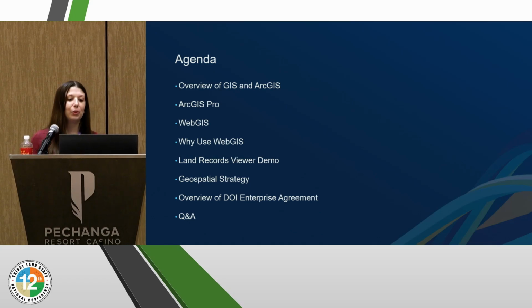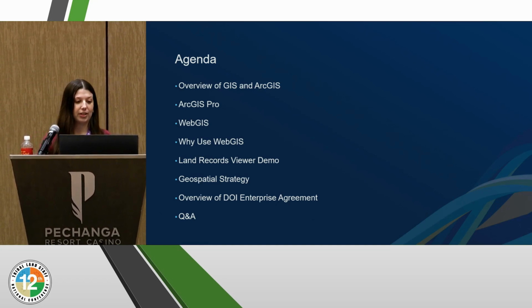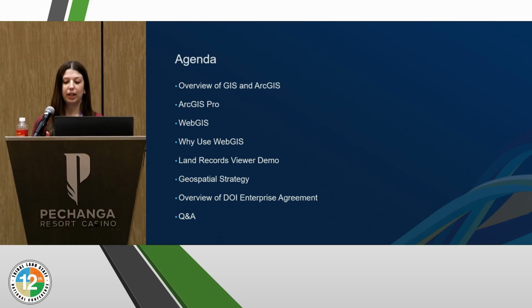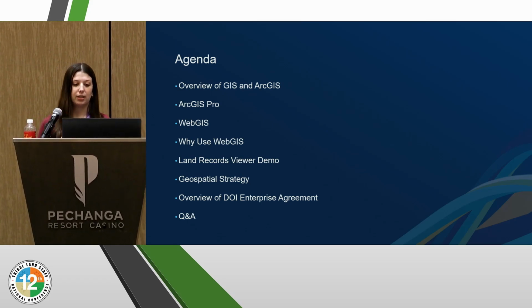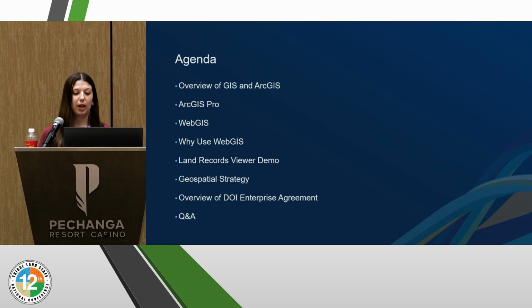So today we're going to do an overview of GIS and ArcGIS, and then I'll dive a little deeper into ArcGIS Pro and WebGIS, and then John will speak to you on why you should use GIS and tell us about his land records viewer and demonstrate its capabilities. And then Anne will discuss the geospatial strategy and provide an overview of the DOI's enterprise agreement. And at the end, we'll be happy to answer any questions you all might have.